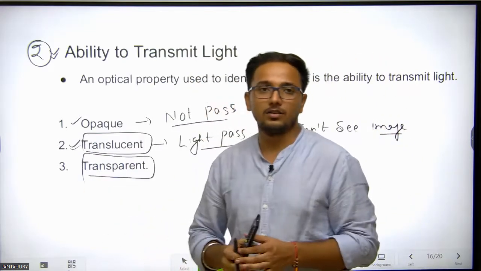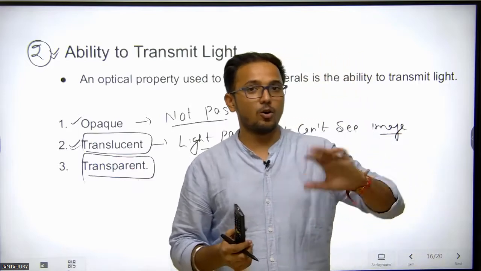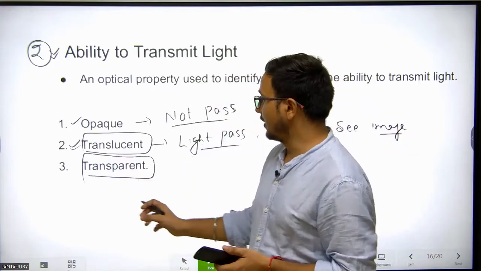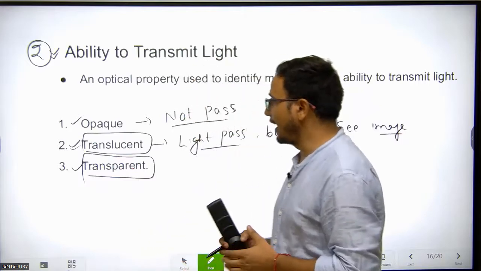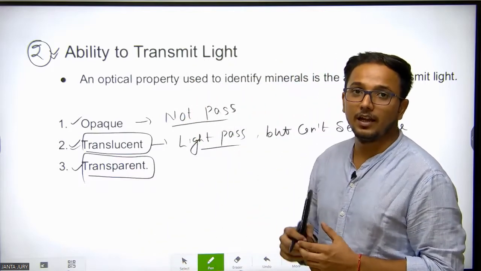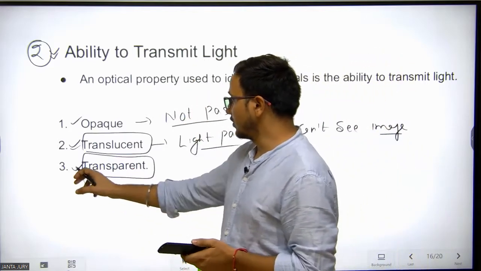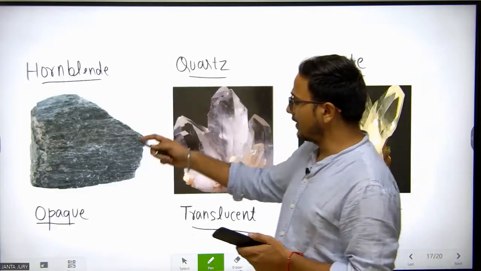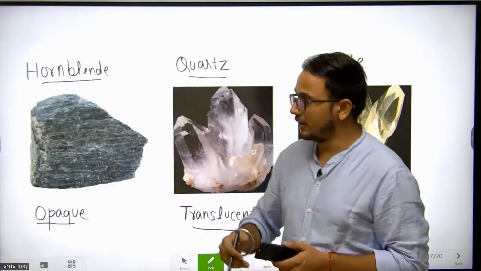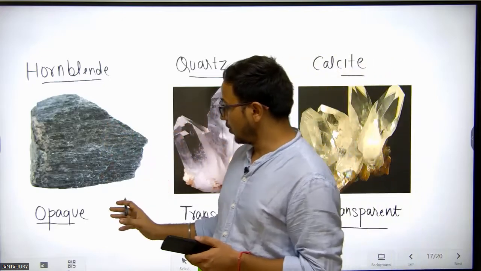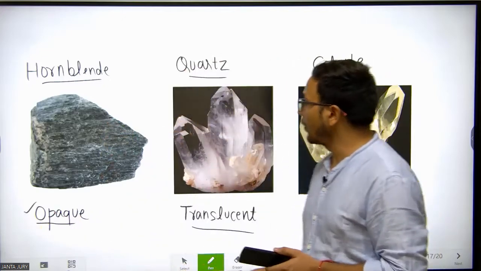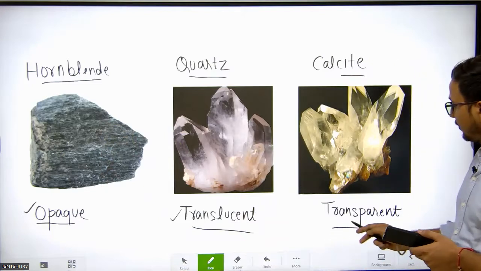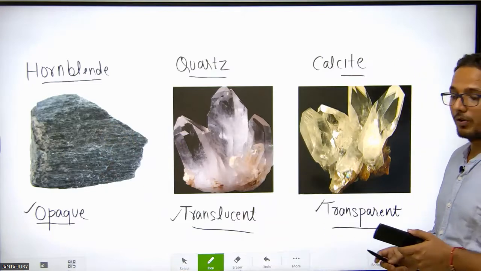Transparent properties are like the normal glass in a house, where we can see both inside and outside. So these minerals show transparent properties when light passes and we can see the image also. Here you can see hornblende, which is a constituent of our earth's crust. This shows opaque properties. Quartz shows translucent properties, and calcite shows transparent properties.